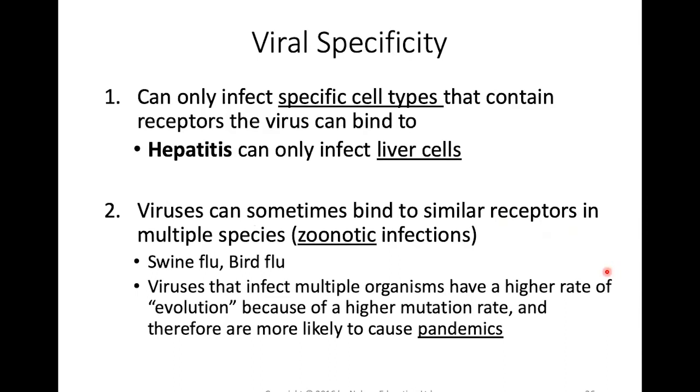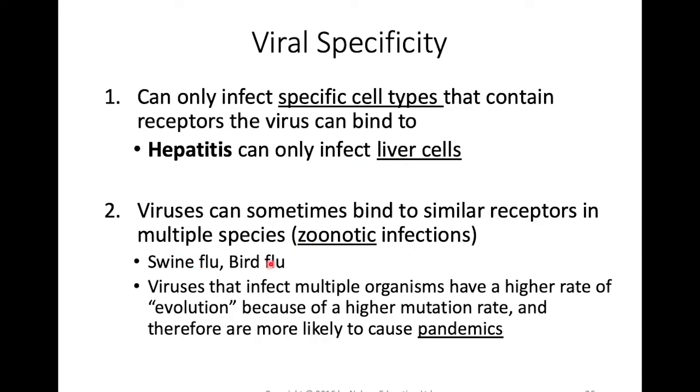Something unique about viruses is that they are very specific to certain cell types. Certain cells have certain receptors that a virus can only bind to. Hepatitis, for example, impacts our liver cells, the hepatocytes, and there are specific receptors on the hepatocytes that allow hepatitis to bind to those specific cells. Viruses can also sometimes bind to similar receptors across multiple species, and that gives us zoonotic types of infections. So swine flu, bird flu, yes, but also COVID, right?